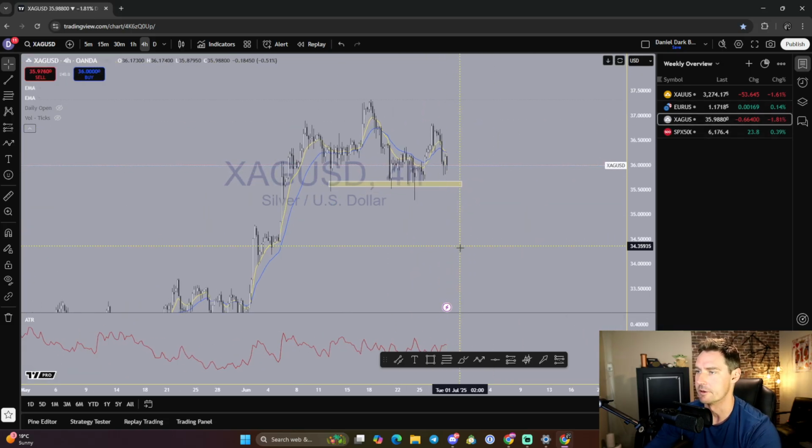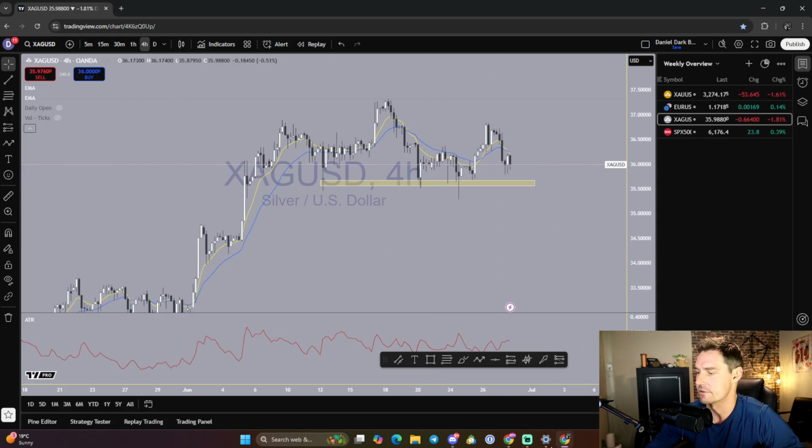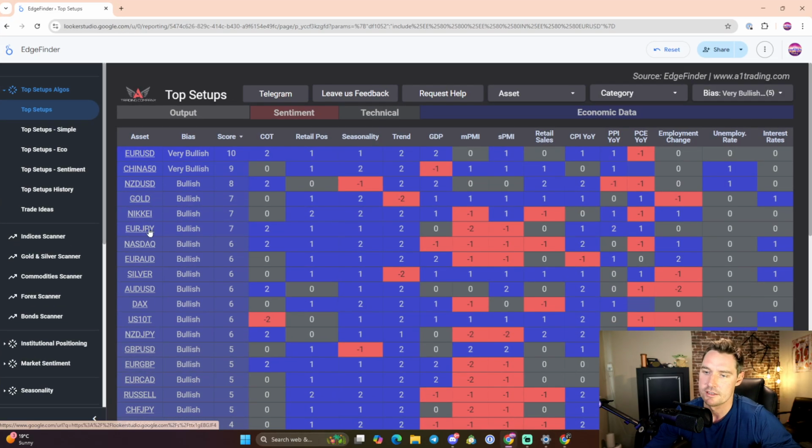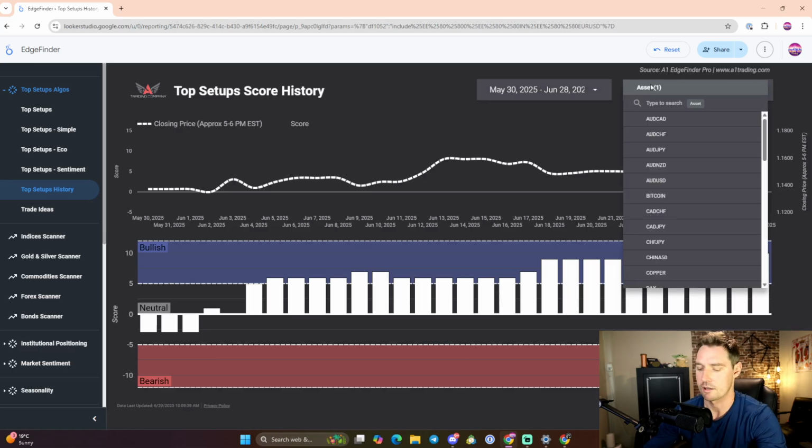Silver, I already did a bit of analysis. So this is really interesting on silver. So first of all, let's take a look at the EdgeFinder. Silver is bullish still, but if we look at the history, let's take a peek here. I think I can just type in silver.